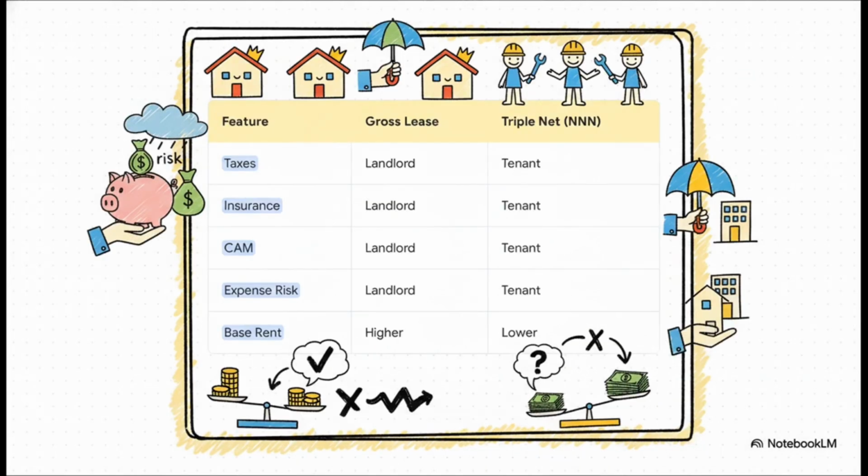And this chart just makes it crystal clear, doesn't it? Look at the columns. Gross lease, it's landlord, landlord, landlord, all the way down. Then you look at the triple net lease, and it's tenant, tenant, tenant. It really all just boils down to one simple question. Who is carrying the financial risk?